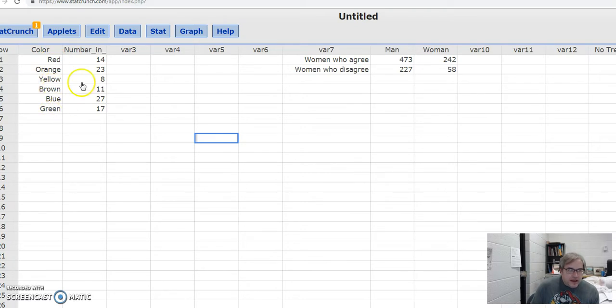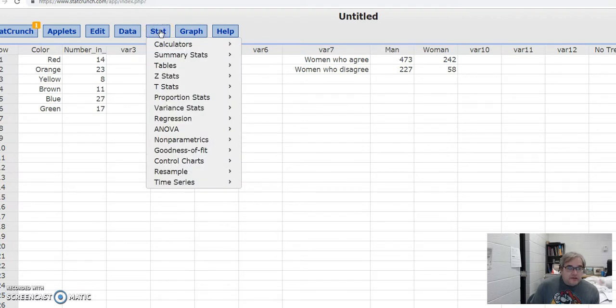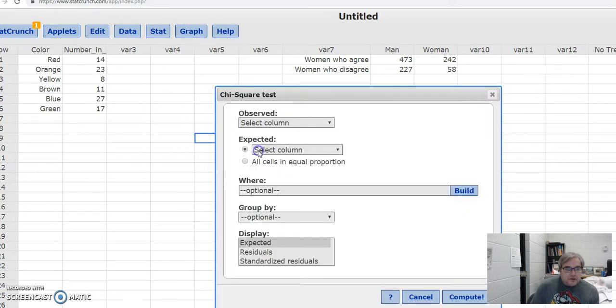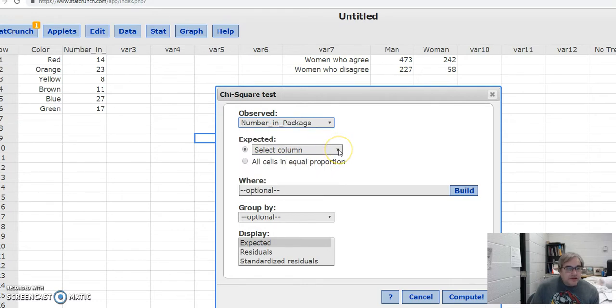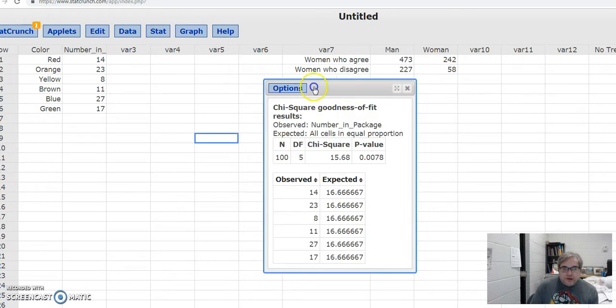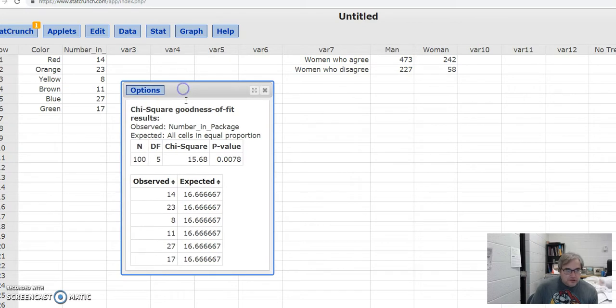When you look at this, I have a set of categories and a set of observations. So we're testing goodness of fit and equal outcomes, and I'm just going to do that test really fast. So stat, goodness of fit, chi-square, observations are in number in package, and equal proportion. And hit compute.